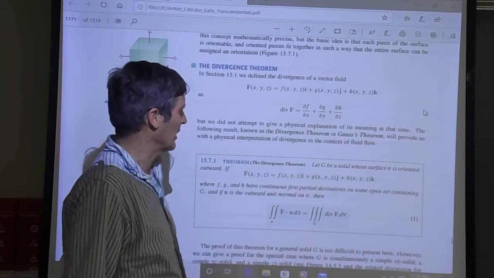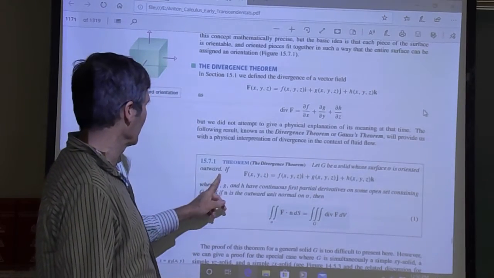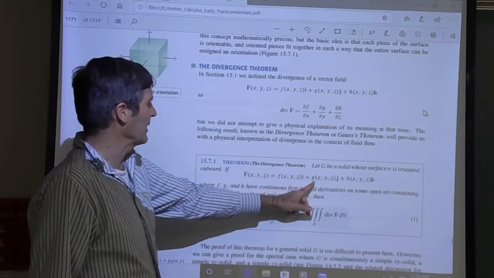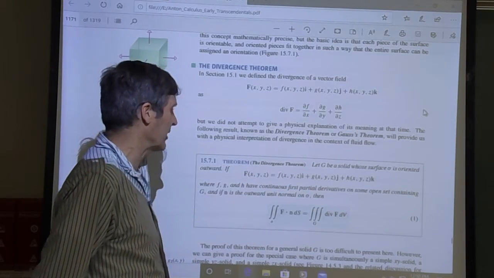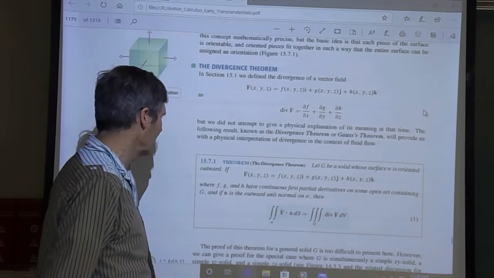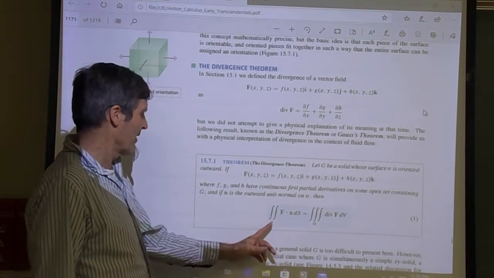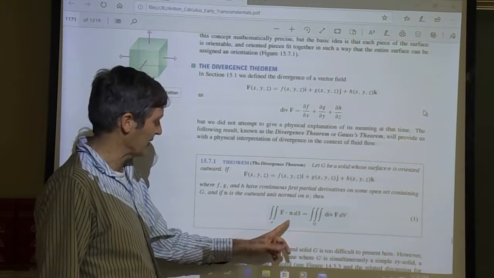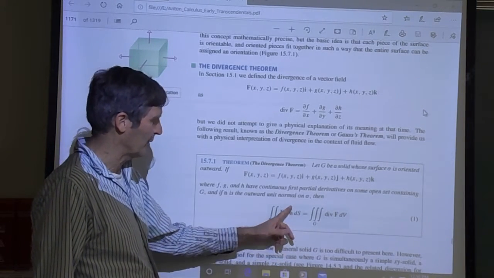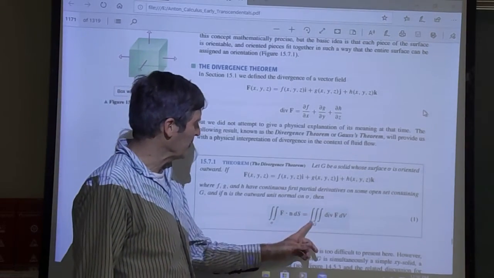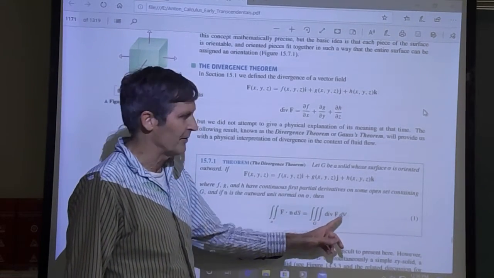Suppose G is a solid with a surface sigma oriented outward, right? Where F, G, and H, the components of it, have continuous first partial derivatives on some open set containing the solid. Then the flux, F dot n dS, or physicists will just write this F dot dS with the little n assumed as part of this, is the triple integral of the divergence of F dV.